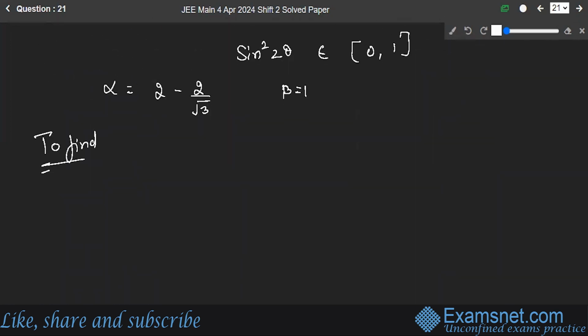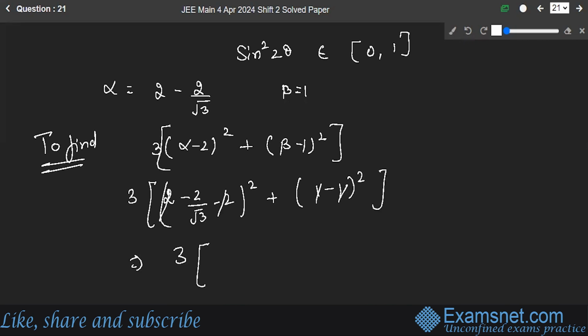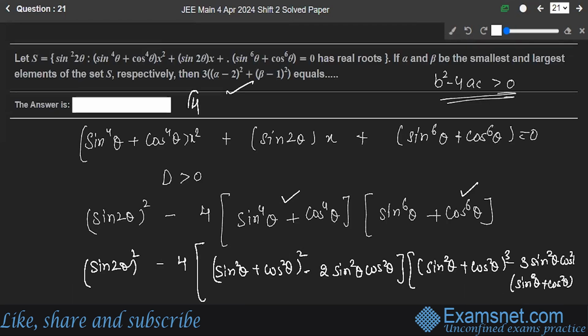To find: 3 into alpha minus 2 square plus beta minus 1 square. This whole is multiplied by 3. So 3 into 2 minus 2 upon root 3 minus 2 square plus beta minus 1 square. This will cancel, this will cancel. 3 into 4 upon 3 plus 0, so the answer will be 4. So this is the right answer to the question. Hope you're clear with this. Let's move to the next question.